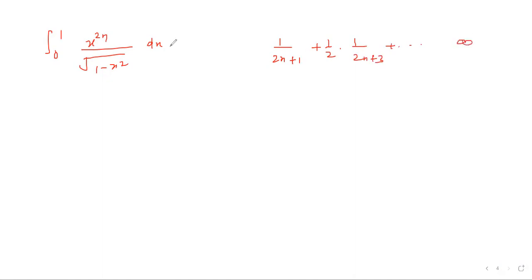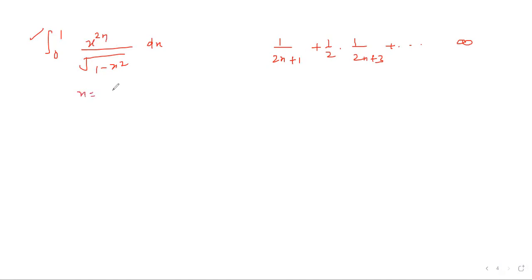We are given integration 0 to 1 x power 2n divided by root of 1 minus x square dx. Here, we have to find out the sum of the series 1 upon 2n plus 1 plus 1 by 2 times 1 upon 2n plus 3 and so on till infinity. And we have to evaluate this integral. So let's see how to evaluate this integral.